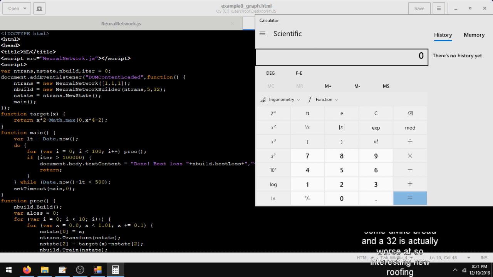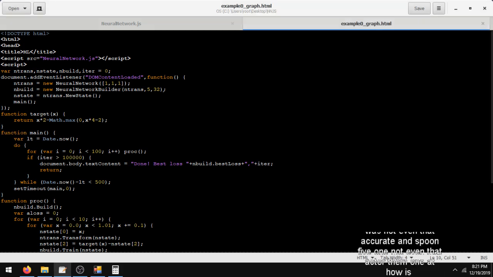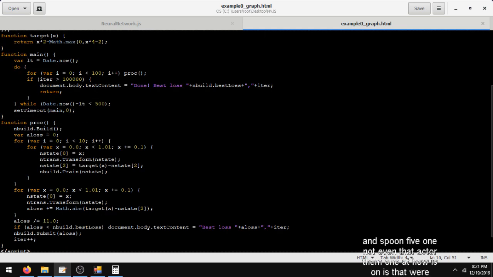Let me think about this. 10 divided by 32. That's not even that accurate. Minus 0.5. Yeah, not even that accurate. What? How is that working better when there's 100,000 iterations?